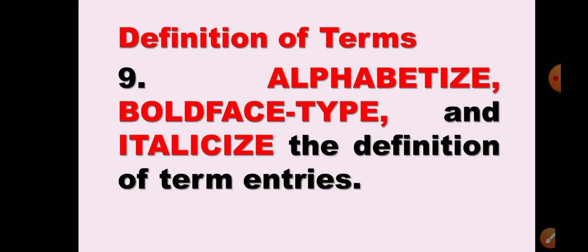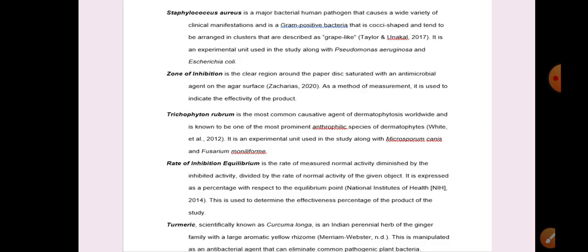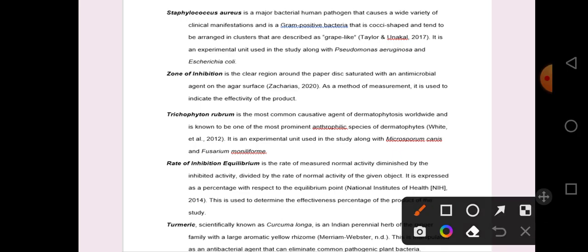Class, let me show you an MS Word trick on how you can alphabetize terms easily so that you won't have to manually arrange the terms one by one. Let us have here our example. We have here terms that are not alphabetically arranged. Notice we have S, Z, T, R, T. So the terms here are not alphabetically arranged.